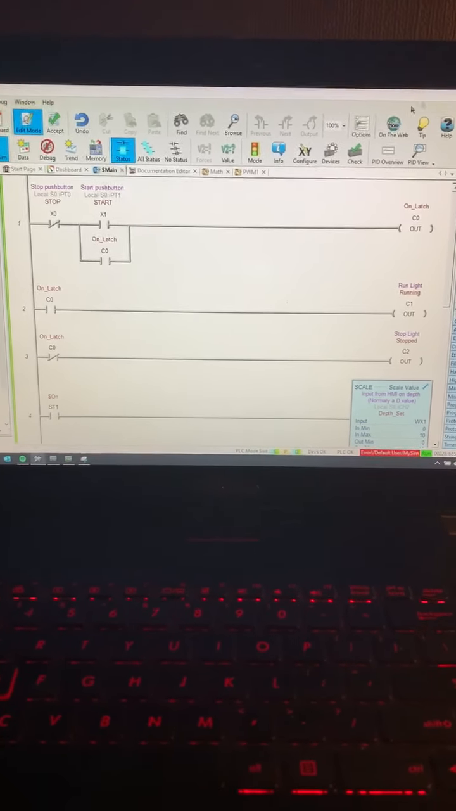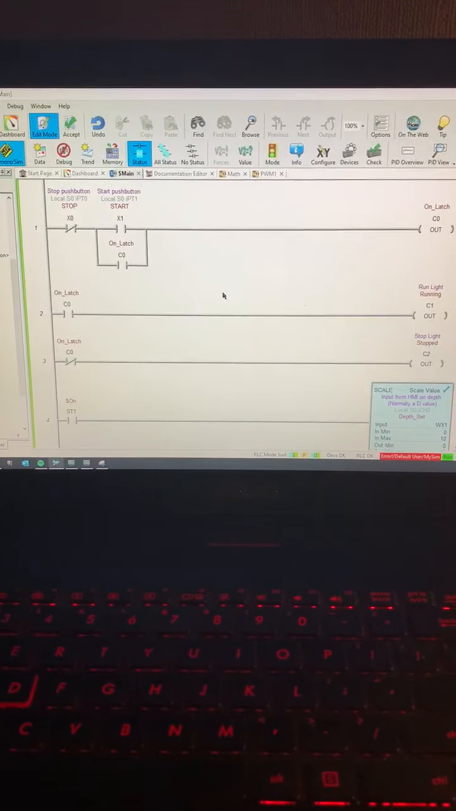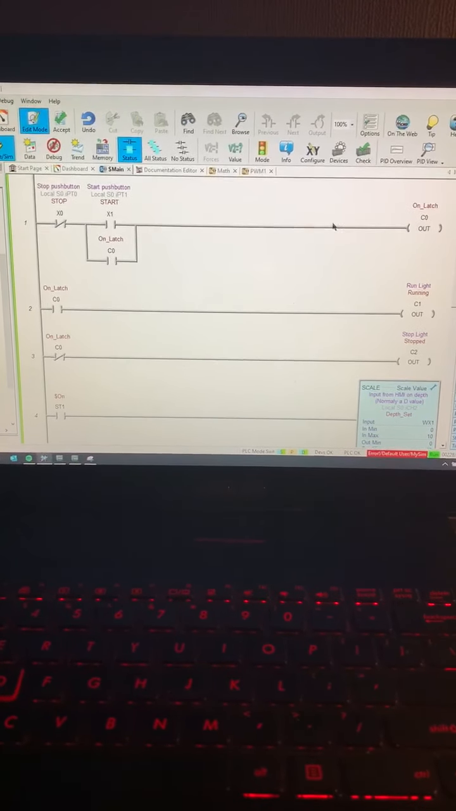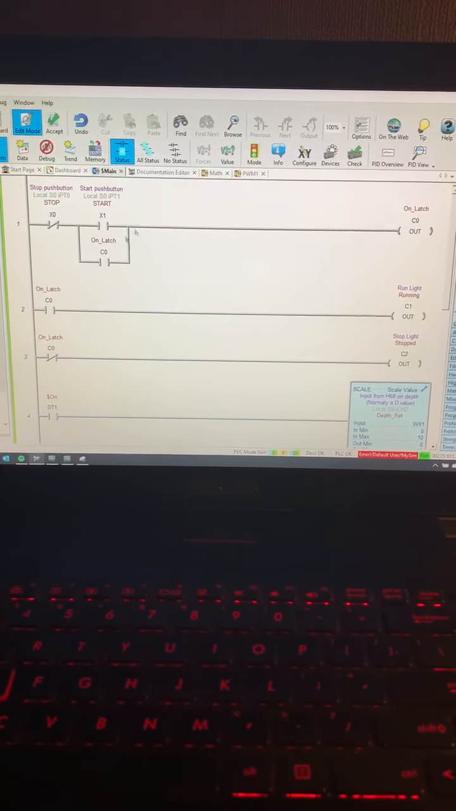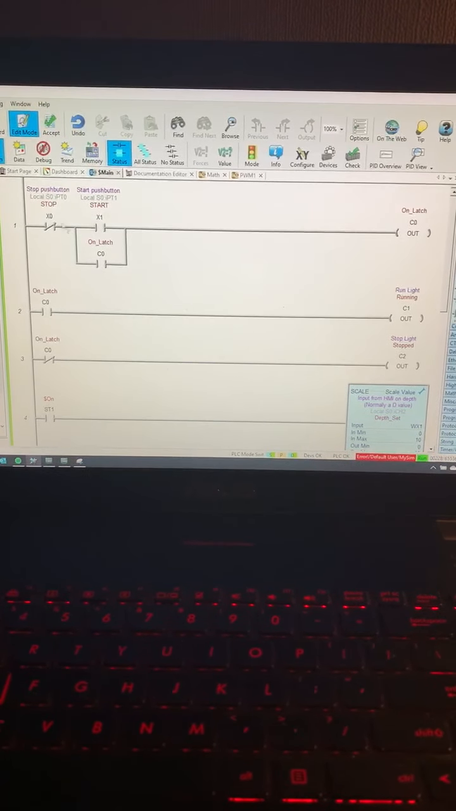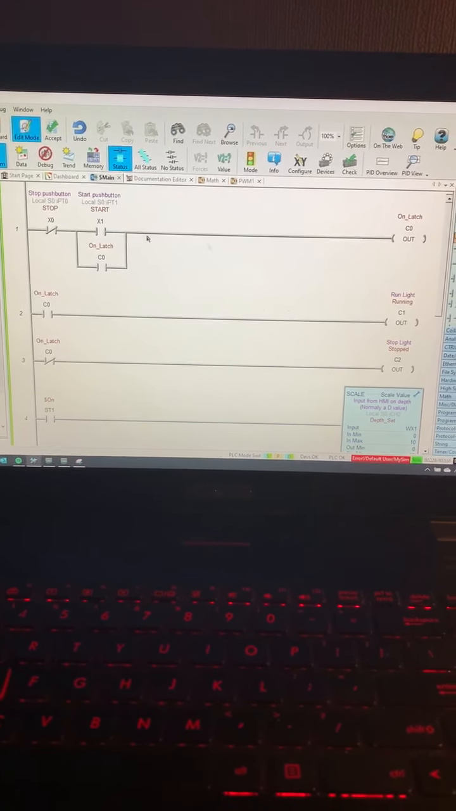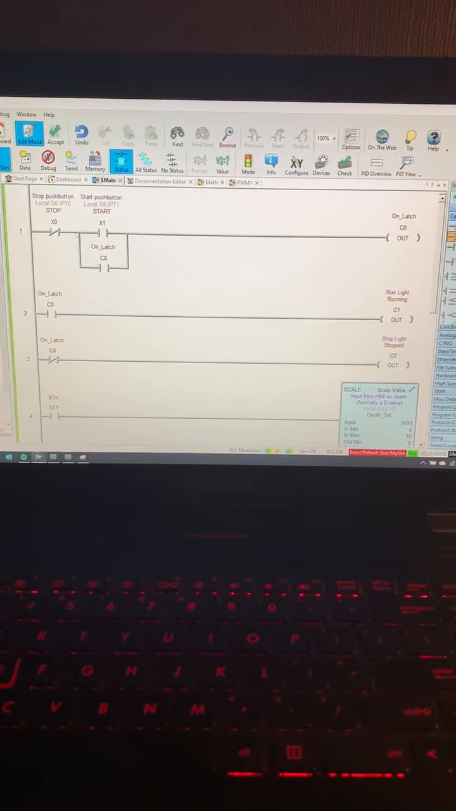We'll dive right in. Here is the PLC simulator code. So what we have here is the very first question, which is our latch.